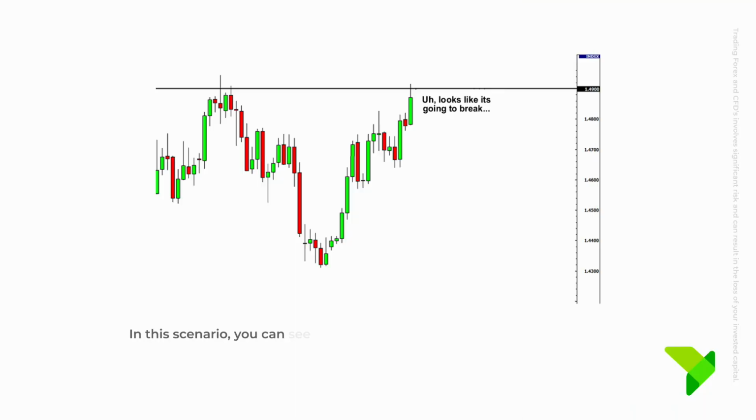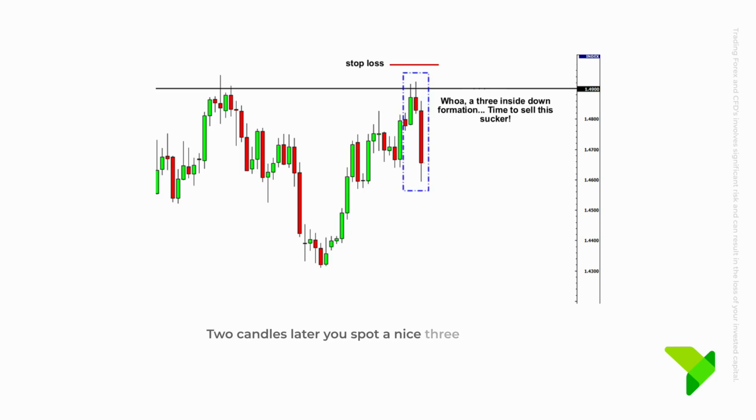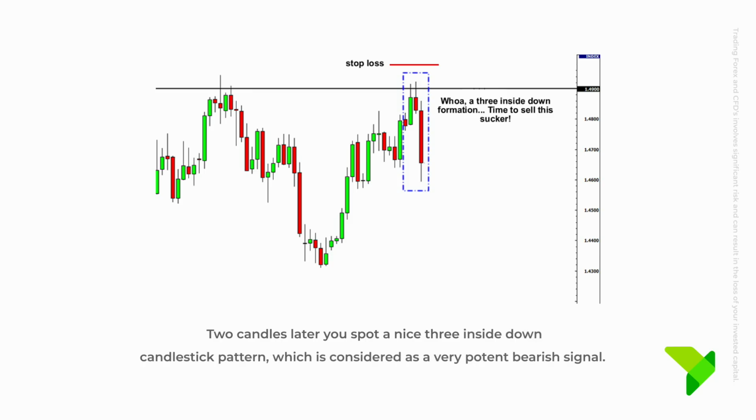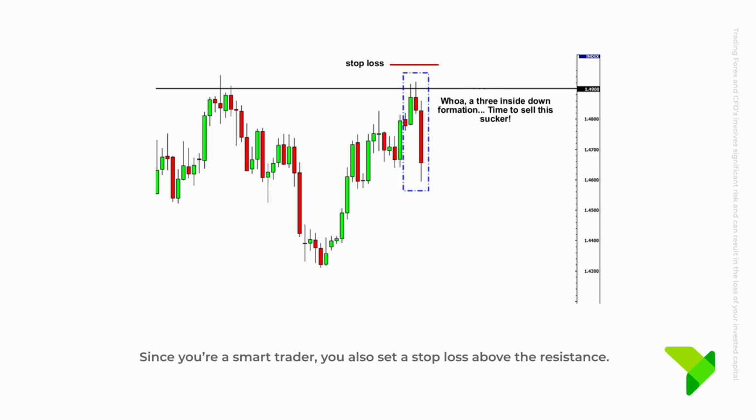In this scenario, you can see that there is resistance around the 1.4900 level. You badly want to enter, but you decide to wait instead because the candle that touched this level looks very bullish. 2 candles later, you spot a nice 3 inside down candlestick pattern, which is considered a very potent bearish signal. Using the formation as your sell signal confirmation, you go ahead and short the pair. Since you're a smart trader, you also set a stop loss above the resistance.